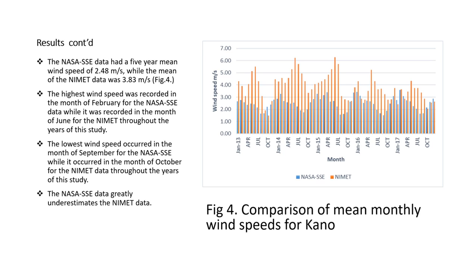The highest wind speed was recorded in the month of February for the NASA-SSE data, while it was recorded in the month of June for the NIMET data throughout the years of the study. The lowest wind speed occurred in the month of September for the NASA-SSE, while it occurred in the month of October for the NIMET data throughout the years of the study. The NASA data greatly underestimates the NIMET data. You can see the differences in the graph.